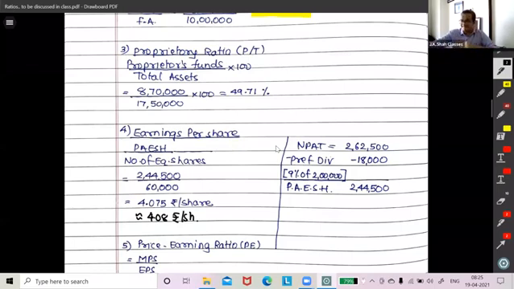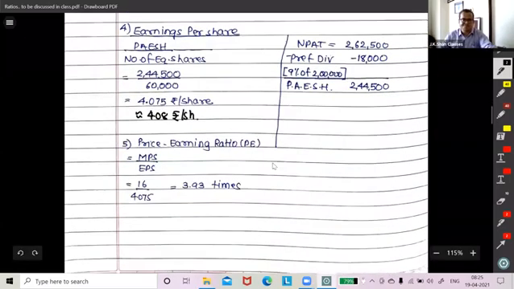Earning per share is based upon the number of equity shares. The number of equity shares is available in point number 10 in the question. For earning per share, you have to do this basic working: PAT minus preference dividend. How did you get the preference dividend? It's given over here: 9% preference shares of rupees 10 is 20,000. So preference capital is 2 lakh. 9% of that is 18,000. So you get PAT upon number of shares, 4.08 rupees per share.